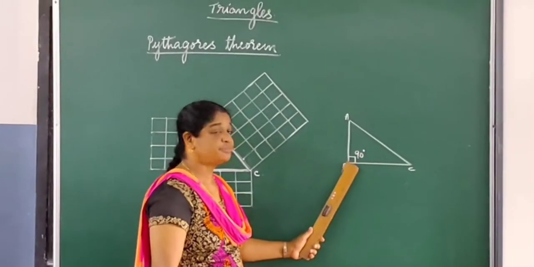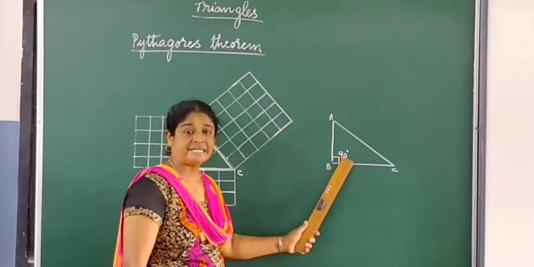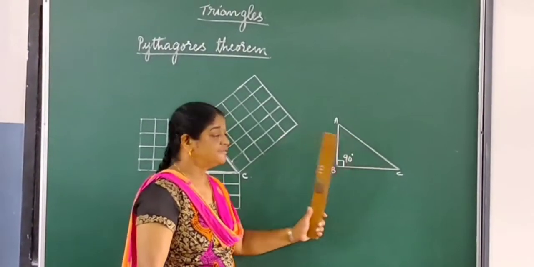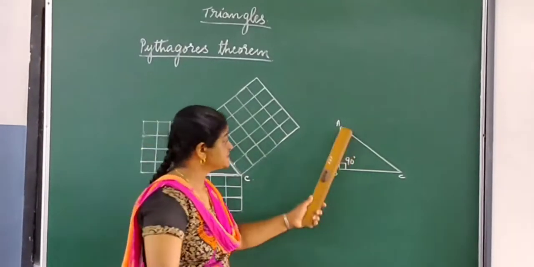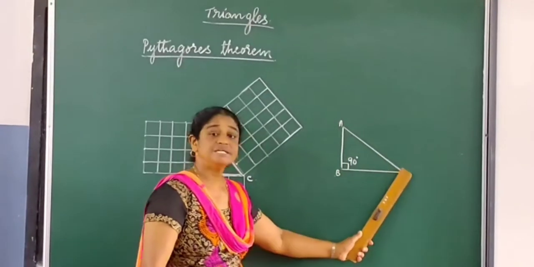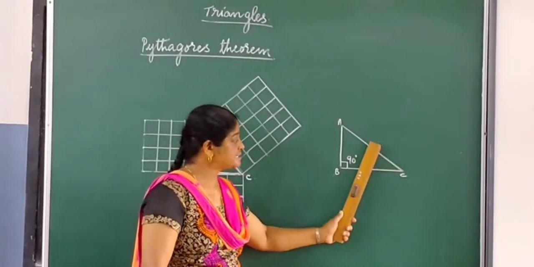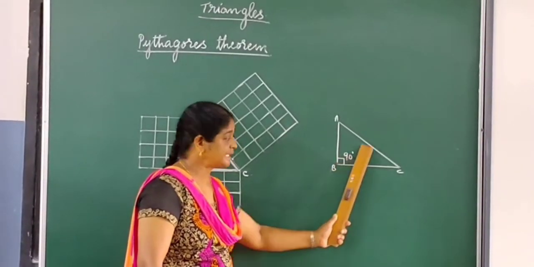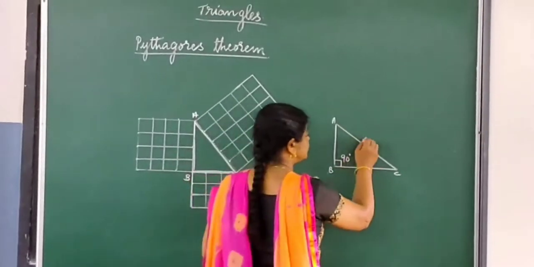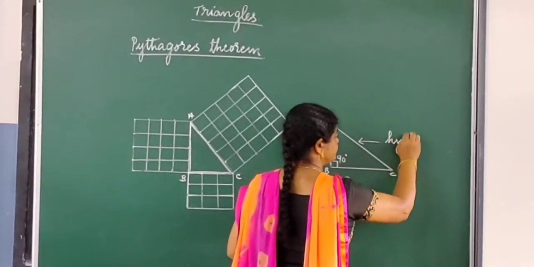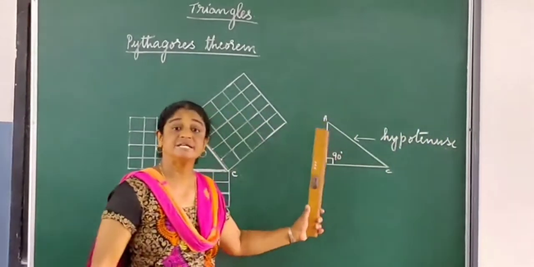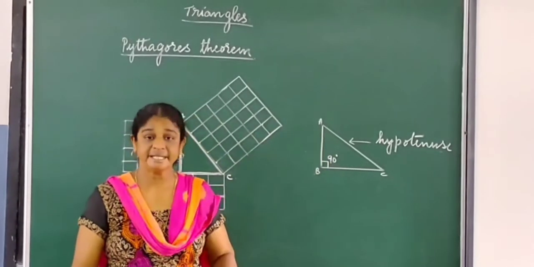Now can you see here at point B you have the right angle, 90 degrees, and the side that is opposite the right angle. Which is the side opposite the right angle? It is AC. As you can observe here, AC is the longest side, and this side which is opposite the right angle is called the hypotenuse. It is the longest side in a right angle triangle.